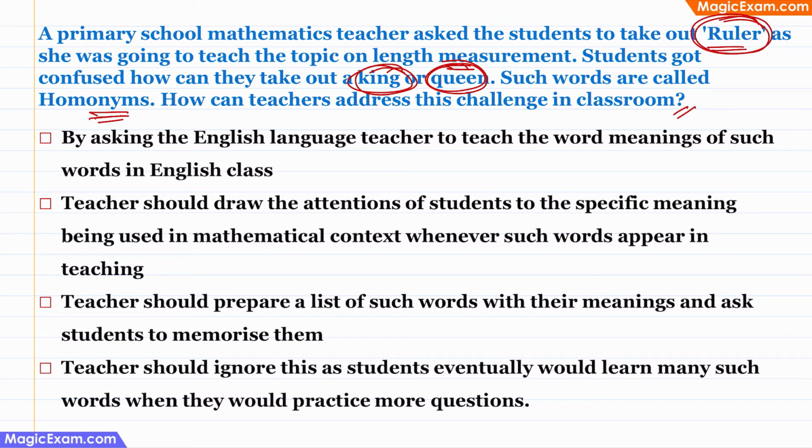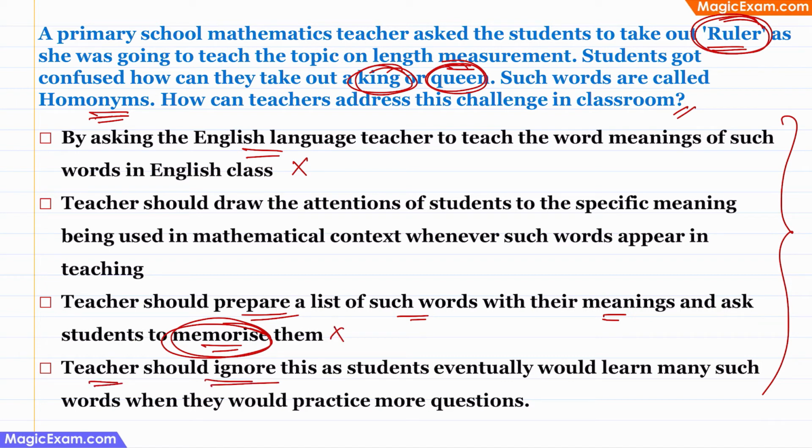So here we are looking at which of these is the best way in which the teacher can tackle such a situation where students are misidentifying what you are trying to say. Is it by asking the English language teacher to teach that word? No. In the mathematics class, you have to address it. Therefore, this cannot be the correct answer. Next, teacher should prepare a list of such words with their meanings and ask them to memorize. Now, memorization is something that is strictly not recommended as per the National Curriculum Framework and the NEP. Therefore, when you see memorize, then that is an incorrect option. Therefore, this is incorrect.